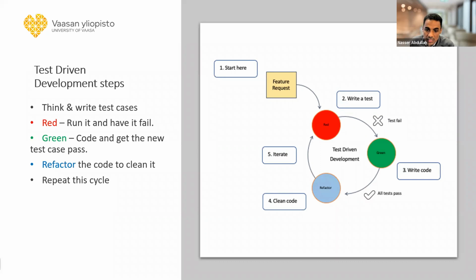So this is how to use test-driven development. Create the test first and then let it fail. After that, fix your code to meet these test cases.